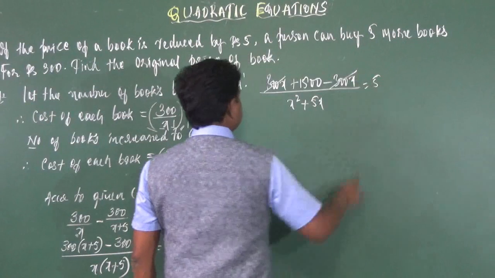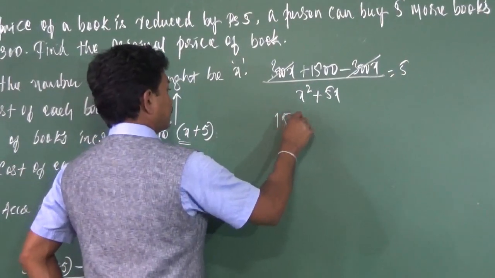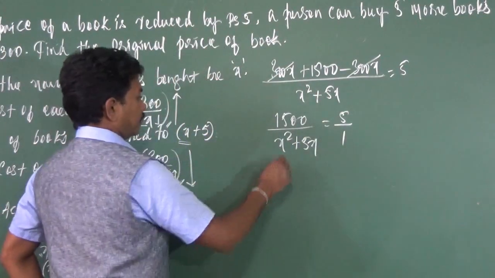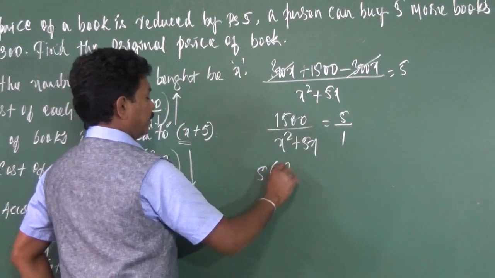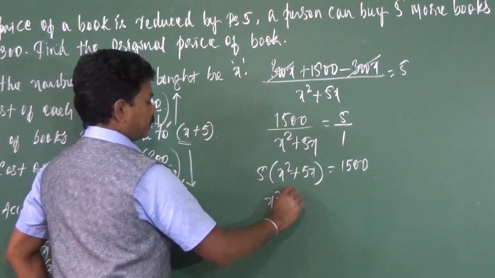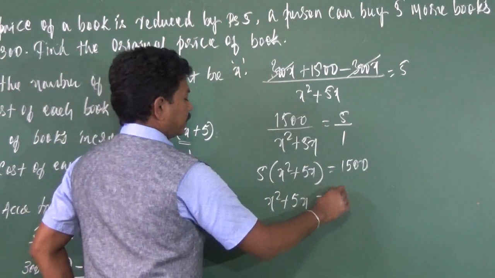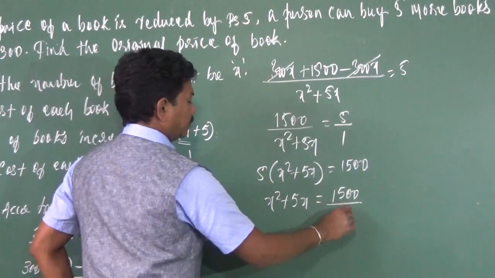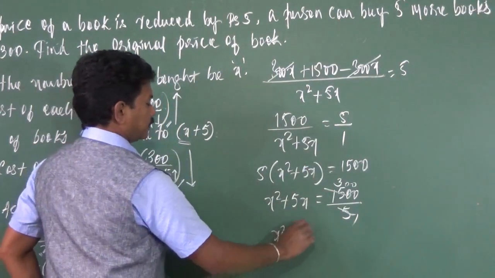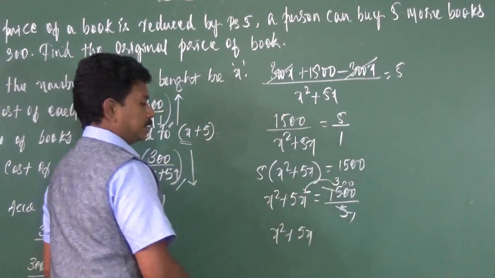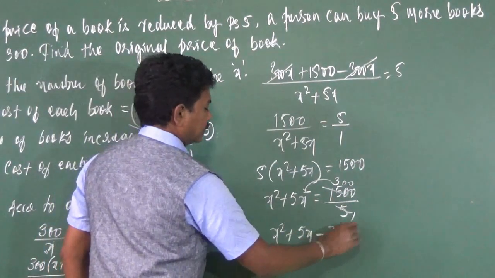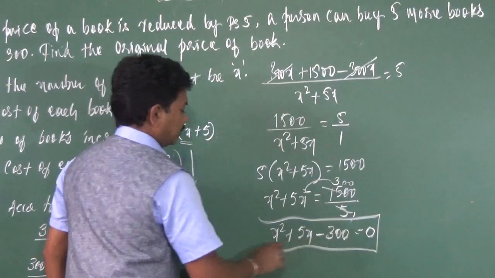Plus 300x minus 300x can be cancelled. So 1500 by x square plus 5x is equal to 5 by 1. So x square plus 5x into 5 is 5 into x square plus 5x is equal to 1500. So x square plus 5x is equal to 1500 by 5; 5 3s are 15, so 2 zeros carry. So x square plus 5x is 300, transposed to the LHS, it becomes minus 300 is equal to 0. So this is the required quadratic equation.